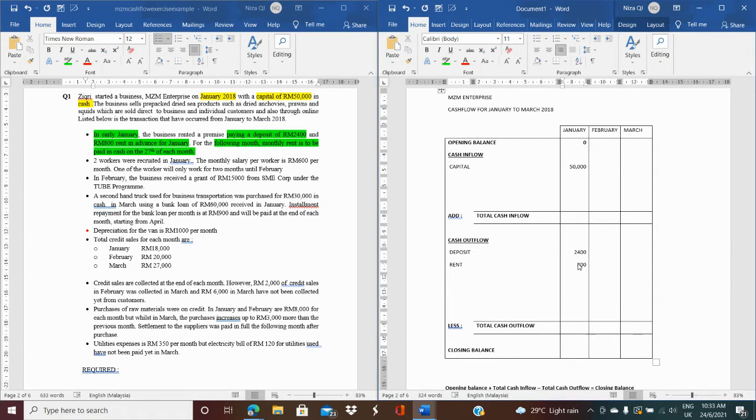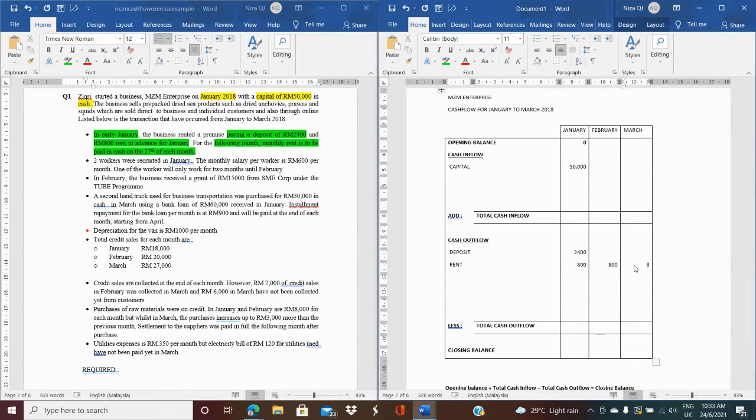Okay, the basis for preparing a cash flow statement is different from the basis for preparing financial statements. For cash flow, we look at the existing inflows and outflows. Then it said that for the following month, monthly rent is to be paid in cash on the 27th of each month. So you have to expect that. In following months there will be rent payment, so they record it in the column here.